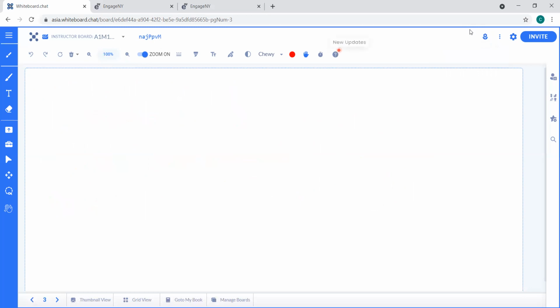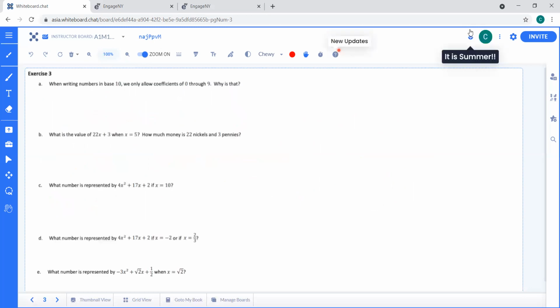Okay. What else do we have? When writing numbers in base 10, we only allow coefficients of 0 through 9. That's kind of like the scientific notation property. It only goes 0 through 9. Now, the question is, why do we do that? All right, let me try and make sense of that.